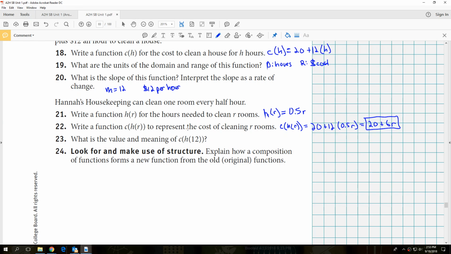Okay. So what is the value and the meaning of c of h of 12? Well, we're just going to go ahead and plug that in here. So 20 plus 6 times 12 is equal to 20 plus 72, which is equal to 92.